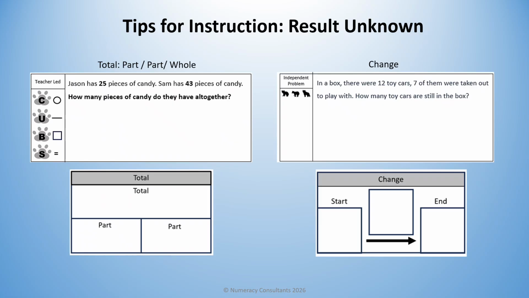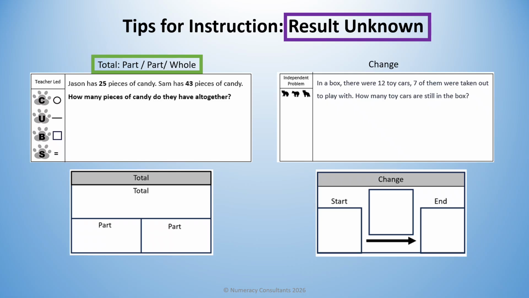All right, tips for instruction, result unknown. After you give your assessment, you're going to realize from your data that students will score the best on result unknown. It's the easiest problem structure, and when we looked at the CUBES strategy, it will work for this type of problem, or these types of schema.